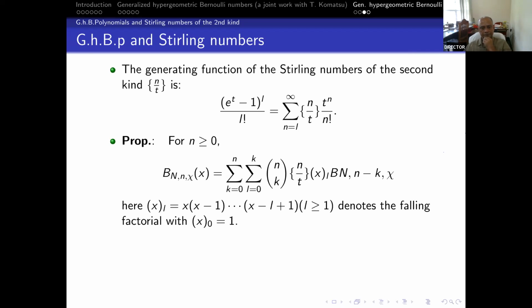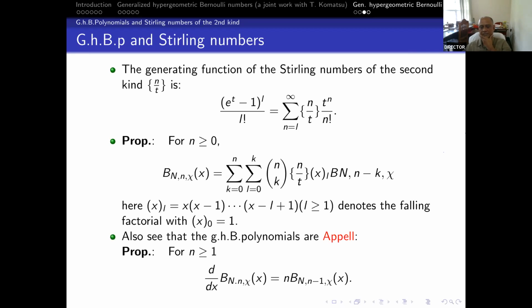And then you will be asking whether these generalized hypergeometric Bernoulli polynomials are Appell or not. That means this nice relationship with respect to the usual derivative, that d/dx of B_{n,χ}(x) is n times B_{n-1,χ}(x), whether this holds. When such a relationship holds, we call these polynomials Appell, because this relationship can be used for deriving many other nice properties.